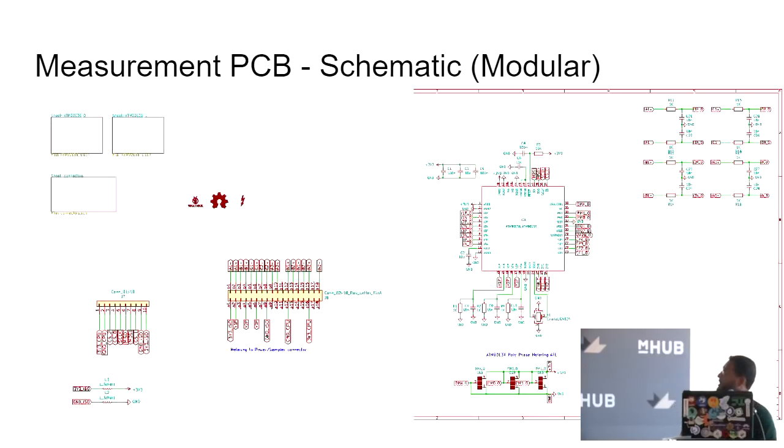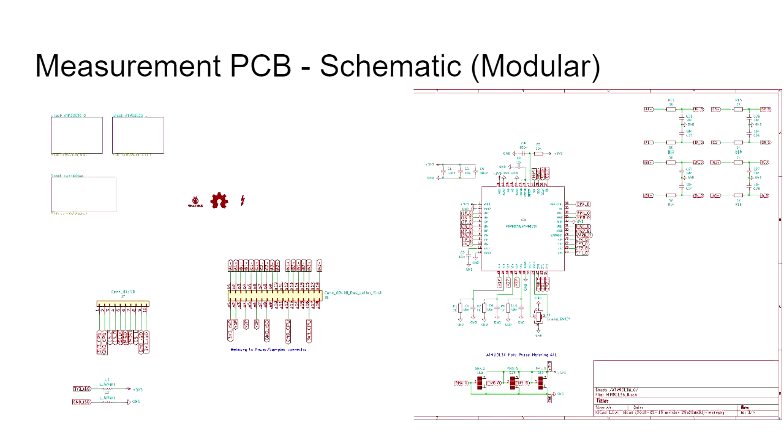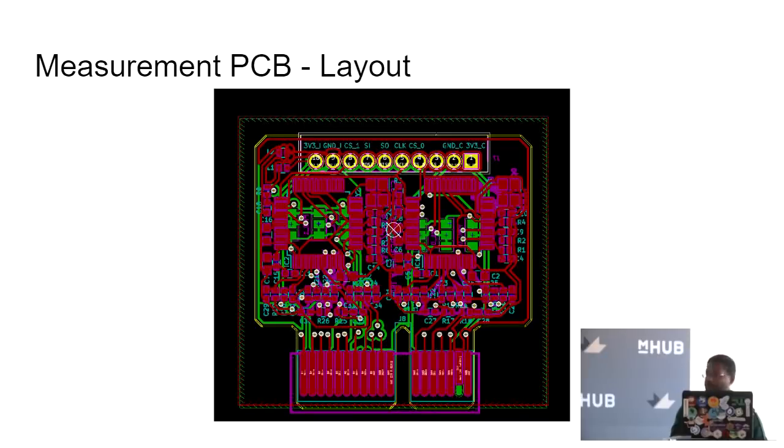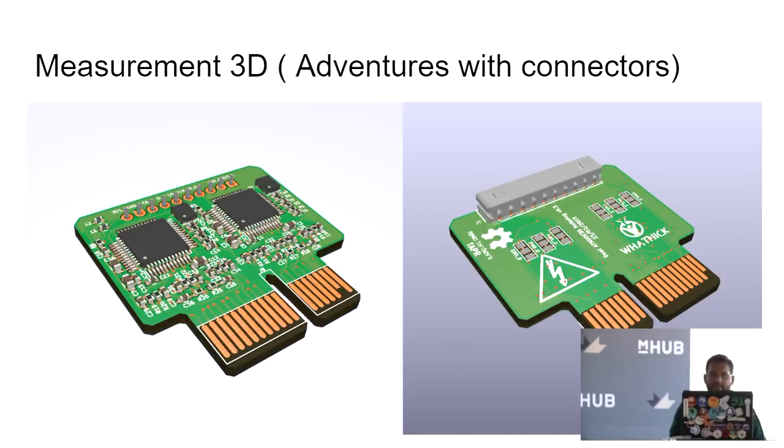So this is the measurement PCB schematic. The layout is a 4-layer board. And it looks like there is high voltage coming into it as well, even though it's sampled down. They are voltage dividers, but it still has the AC coming into it for measurement purposes.